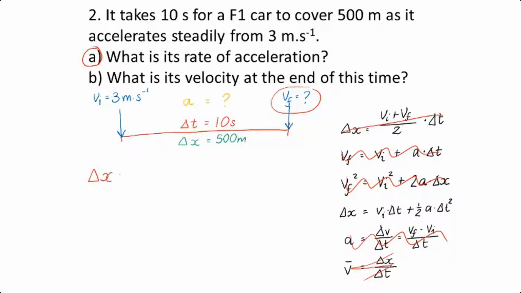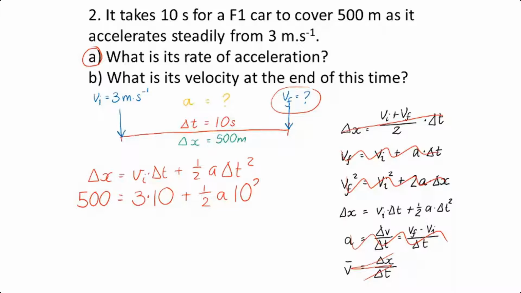Delta x is equal to initial velocity times time duration plus half a delta t squared. Let's substitute values. Delta x is 500 meters. That's equal to the initial velocity, 3 meters per second, times the duration of time, 10 seconds, plus half, a is what we're trying to find out, delta t is 10, and don't forget we must square it. So 500 is equal to 3 times 10 is 30 plus half a times 10 squared is 100.